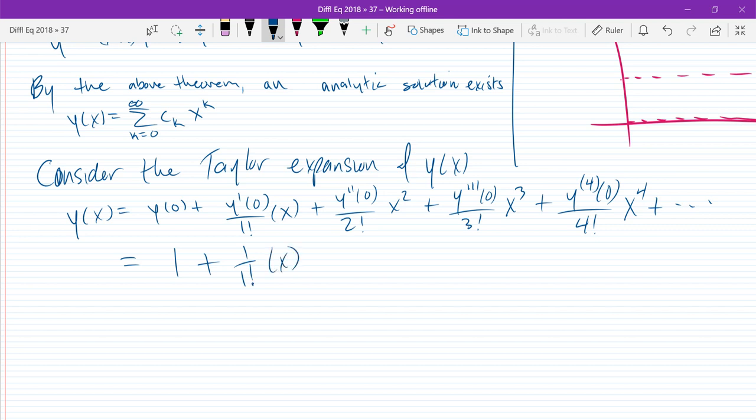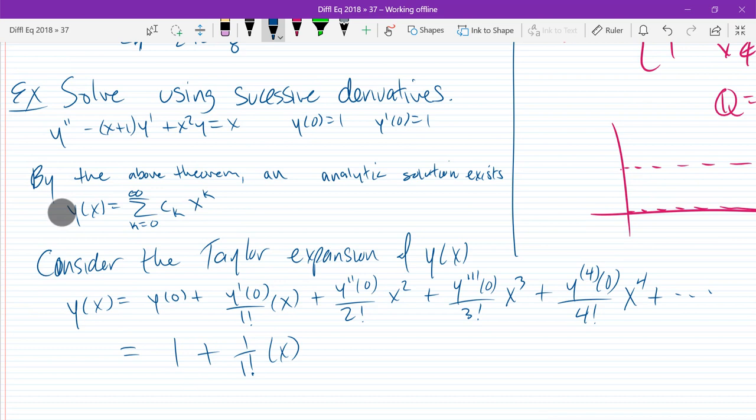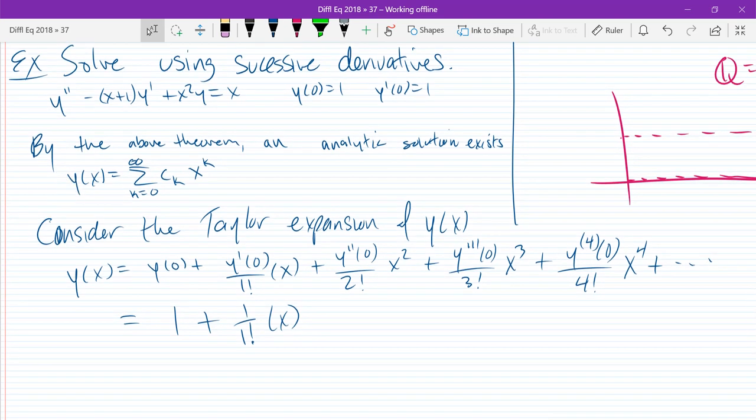Y of 0 and Y prime of 0. So I'm just putting those values right in. Right, why prime of 0 would just be 0? It's 1 in the condition. Oh, I see. The x coordinate 0 is not making the y coordinate necessarily 0 or the y prime coordinate 0.